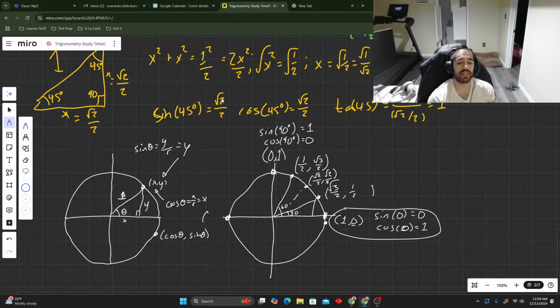So now we could do the same with this one. What's the x coordinate? It's negative 1. The y coordinate, 0. So now we do the same thing. What is sine of 180 degrees? This is 0, right? Because it's the y. What's cosine of 180 degrees? Negative 1. Do the same thing here. But this one, the angle is 270.